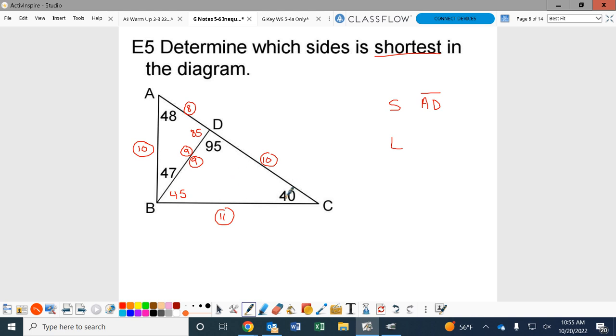No, 40 was the smallest angle. But when you're comparing 2 different triangles, that's not how it works. You can't just pick the smallest angle. You got to go through this process. Okay, what would the longest one be? BC. Perfect. Longest. They didn't ask that. I'm just doing it because they might ask that on a different thing.